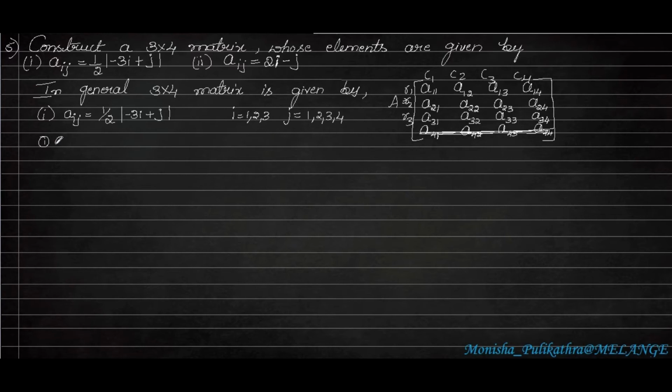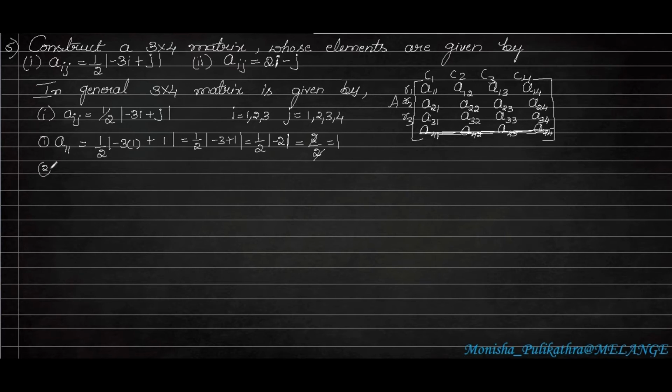So first one is A11. So I will be taking column wise. So A11, 1 by 2 into minus 3 into i is 1 and j is also 1, is equal to half into minus 3 into 1 is minus 3 plus 1 is equal to half minus 2. When you take this negative number out of this box, what will happen? It will become a positive sign. So that is the representation of this box. The negative number will change into a positive number. Okay. So 2 by 2. So 2 by 2 is 1.